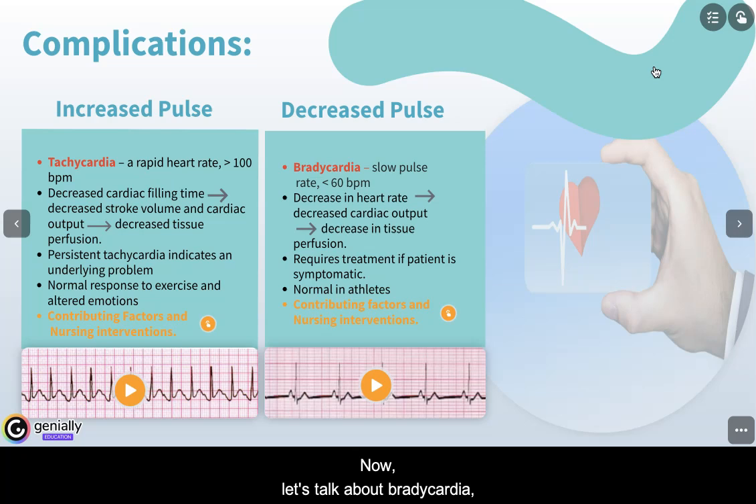Now let's talk about bradycardia, which is decreased pulse. Slow pulse rate less than 60. So what happens is you have a decrease in heart rate, you have decreased cardiac output, that means the heart is not ejecting enough blood, and then you have a decrease in tissue perfusion. So if the heart is not ejecting enough blood, you're not getting enough circulation in your body and you're not getting perfused. And we'll talk a lot more about this when we cover the cardiovascular system. So this requires treatment if the patient is symptomatic. Now, some people just have low heart rates, low pulses, for example, athletes, right? Now, if they're symptomatic, then it needs to be treated. It's normal in athletes, like we said.